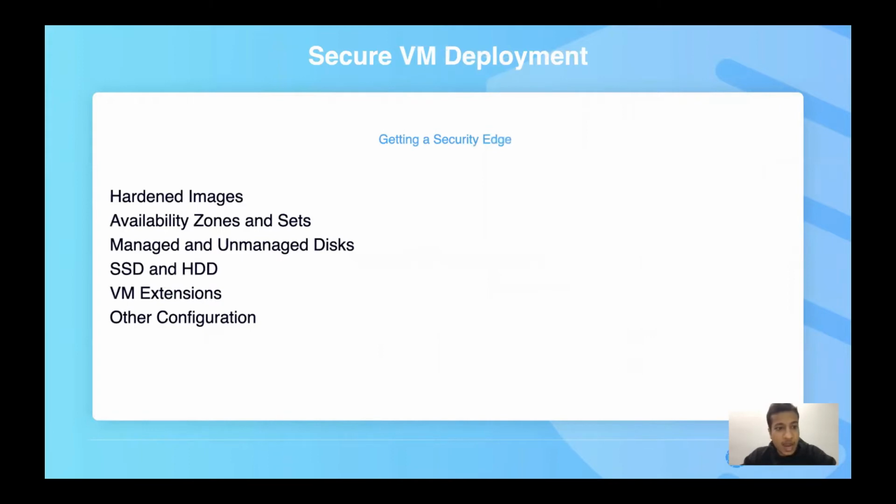So we look at hardened images, availability zones and sets, managed and unmanaged disks, SSDs, HDDs, VM extensions, and other configurations. To note that we'll be only talking about the security aspects while configuring the VM. We'll not be talking about other aspects since these are out of scope. So let's jump to the tutorial now.